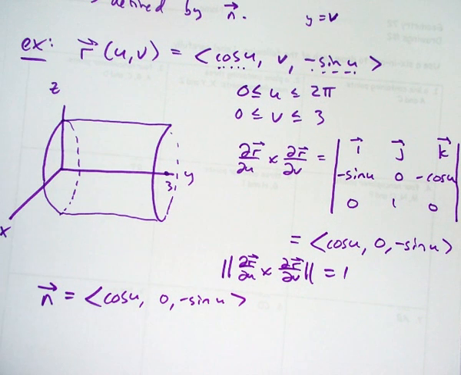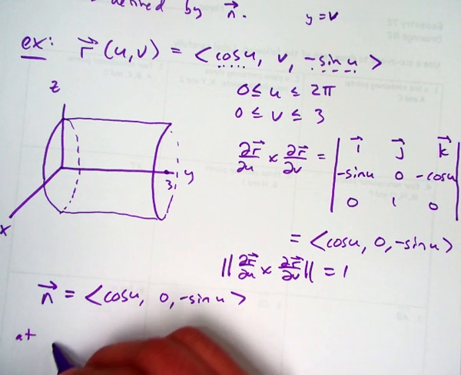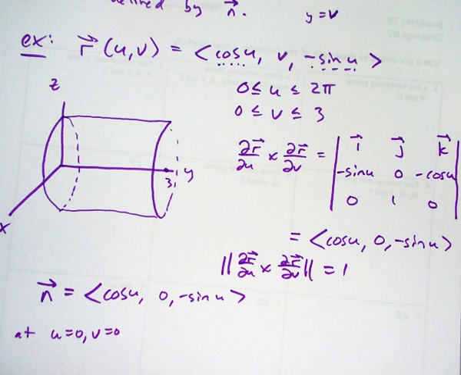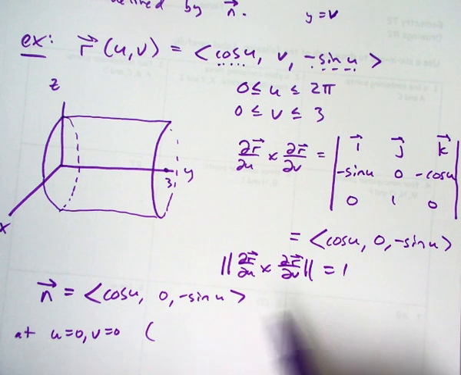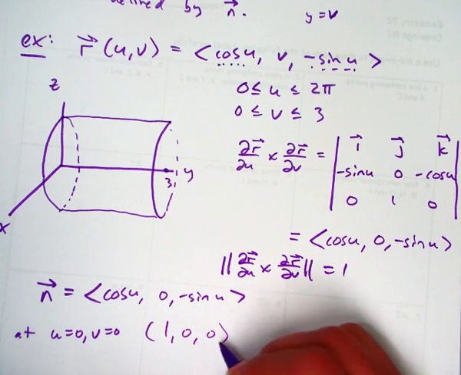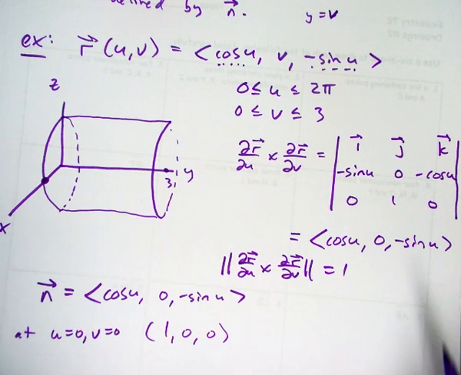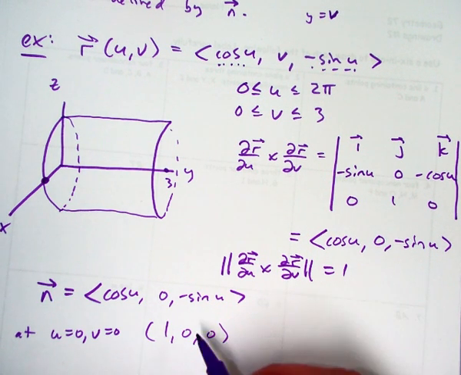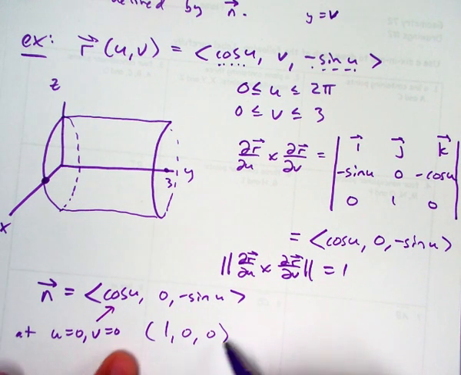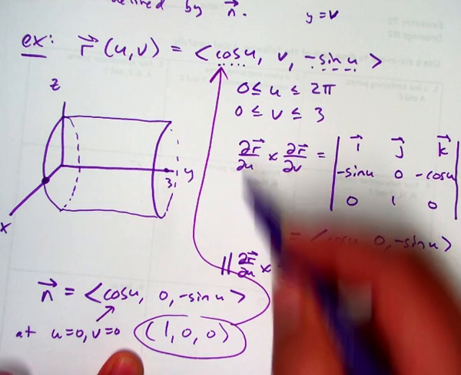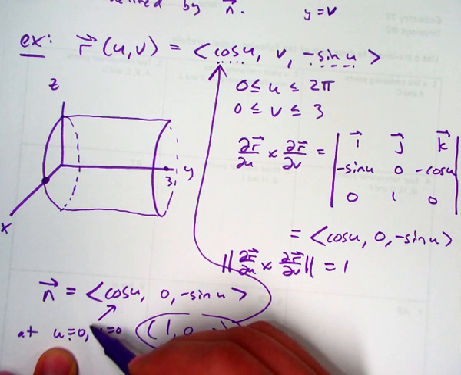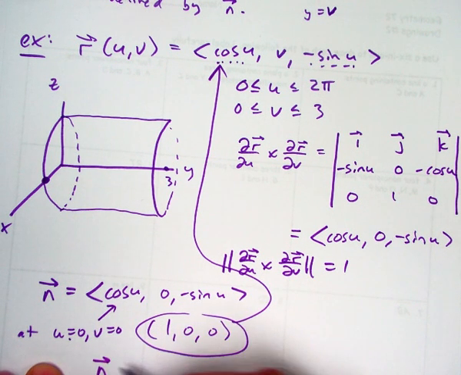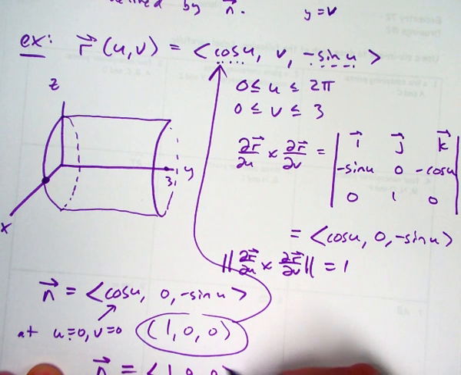Okay, so now what this means, let's check a point. Let's say u equals 0, v equals 0. What does that correspond to? So that means here, right? You guys see 1, 0, 0 came from our original function that tells us where we are on the surface. And now if I take u equals 0 and v equals 0 and plug it into n, what's our normal vector going to be? It's the same exact thing.